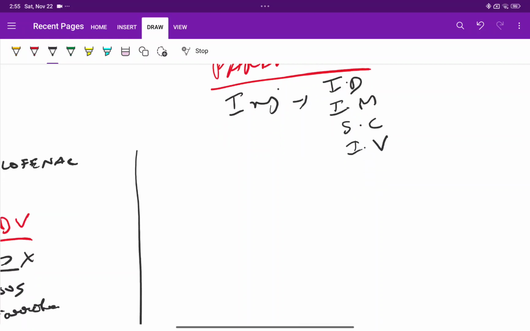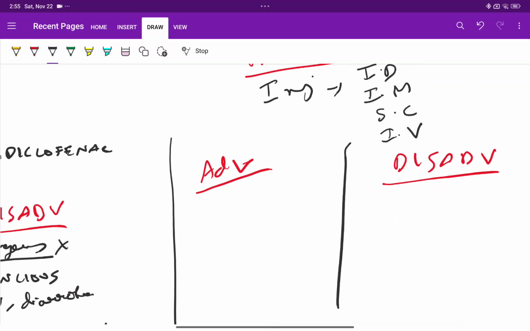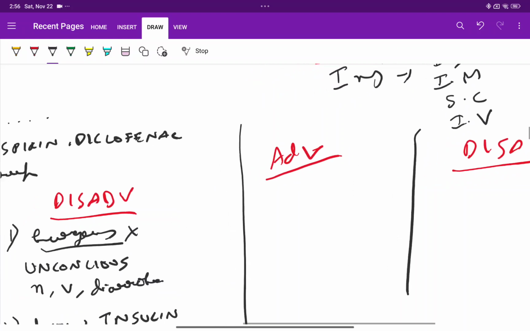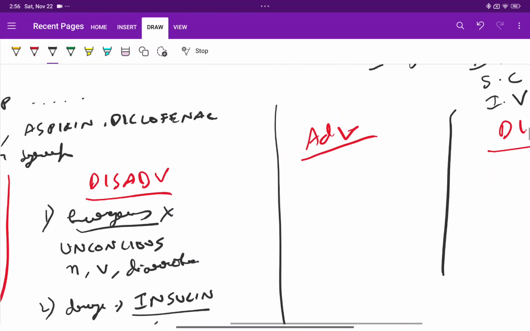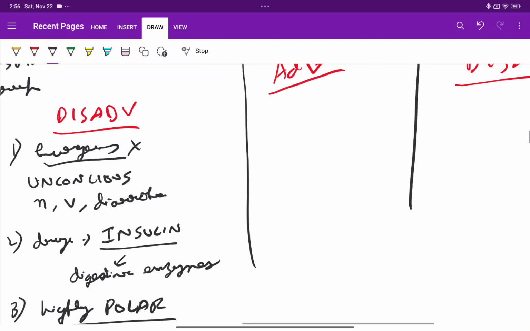Okay, now let us discuss the advantages and disadvantages of the parenteral route of drug administration. See, it's a very simple way to understand. What were the disadvantages of the oral route have now become the advantages of the parenteral route.